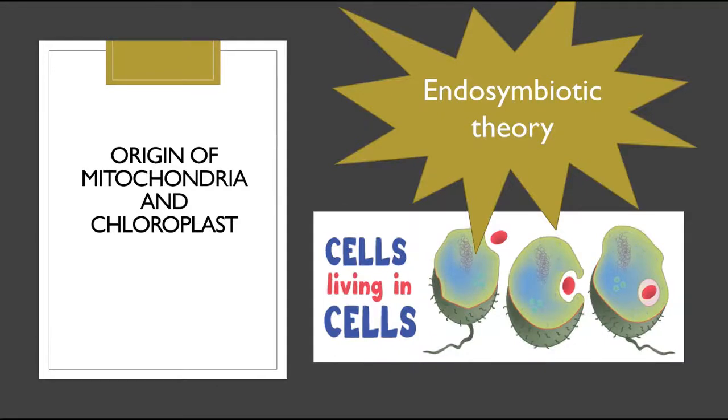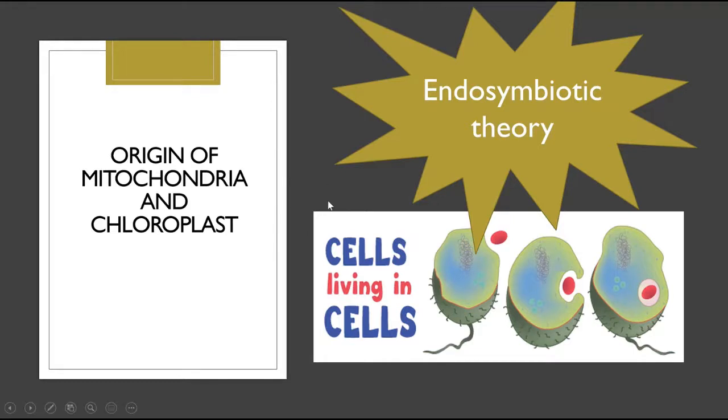Now, the origin of mitochondria and the chloroplast. This is also a very important thing from your entrance examinations point of view. Both mitochondria and chloroplast contain their own DNA, right? Just like the nucleus, as well as ribosomes. So why do these organelles need DNA and ribosomes when there is DNA in the nucleus and ribosomes in the cytosol? Why do they need something of their own?